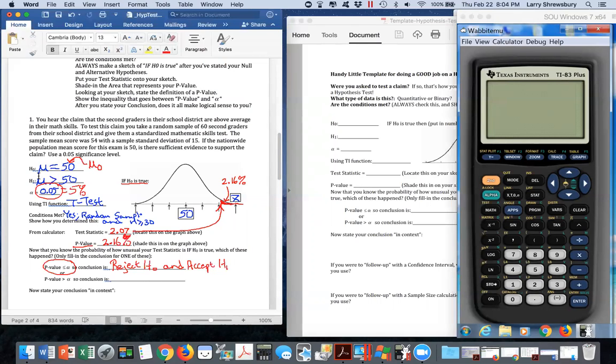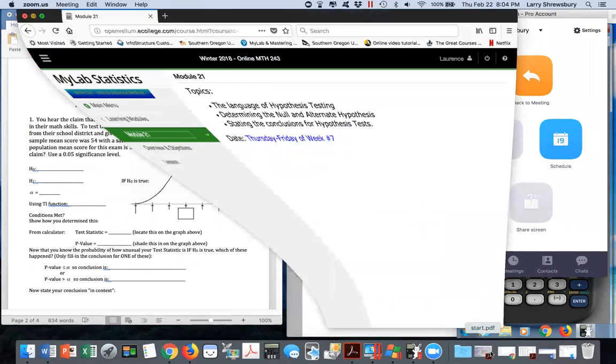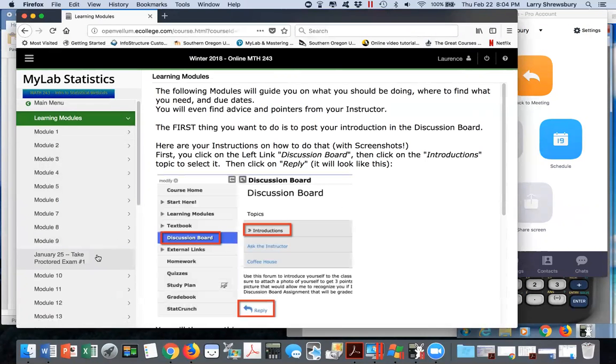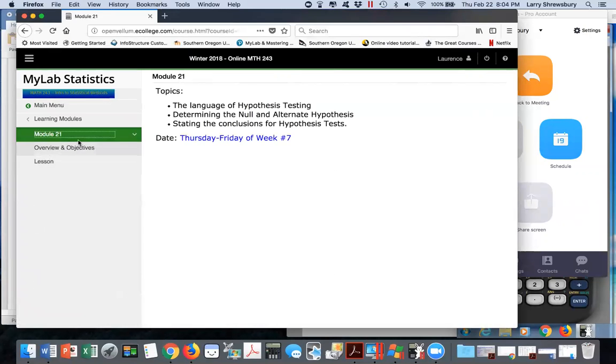Now, let's do this. I'm going to clear off my drawings. Now, your homework for the next 3 homework assignments is quite different. And I have that over here. So going over here to the learning module, modules 21, 22, 23 are quite different. Let's take a look in here. So hopefully this is what you'll be working on, get done this week.